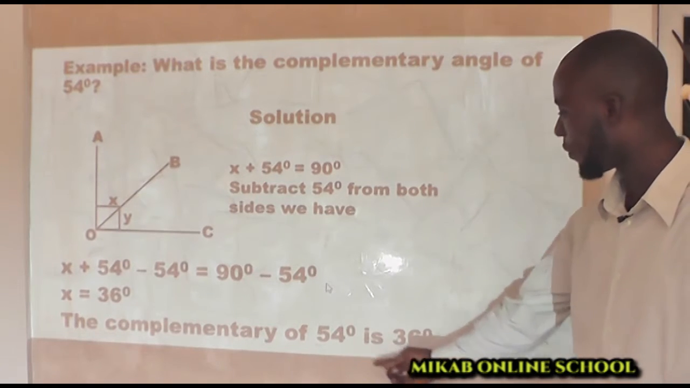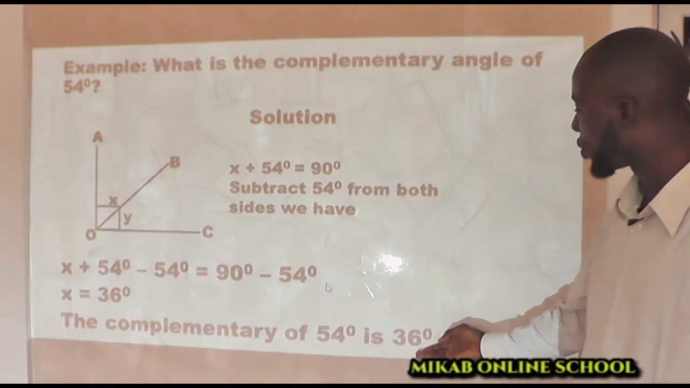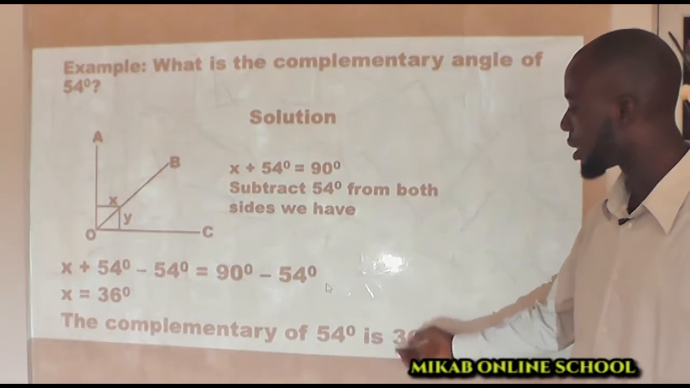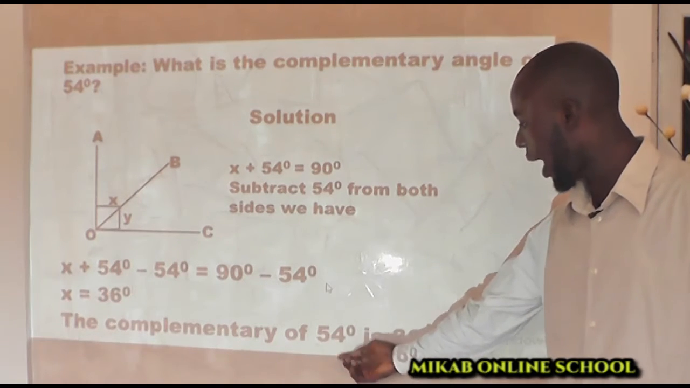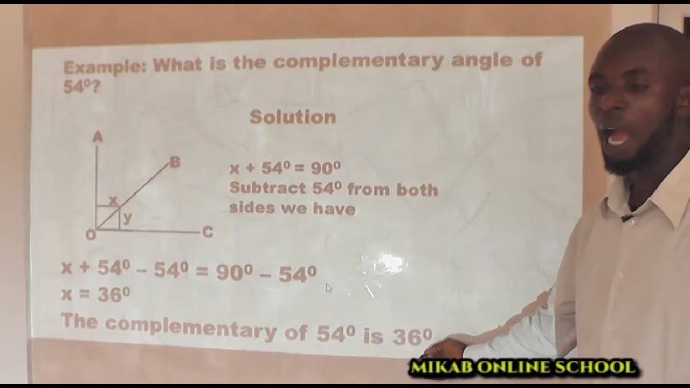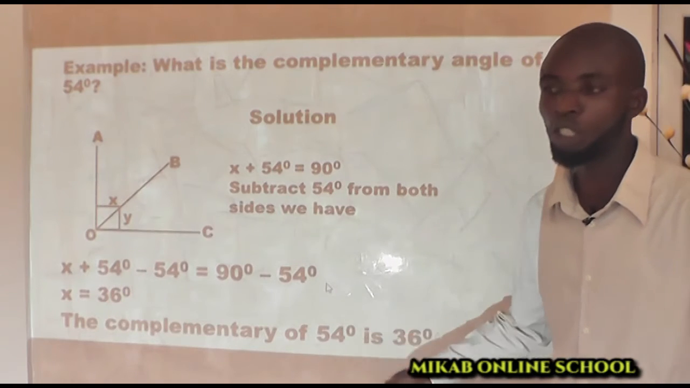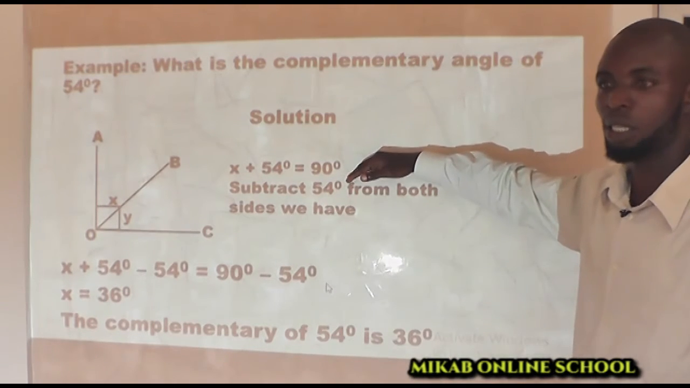That is, the summation of 54 degrees and 36 degrees will give us 90 degrees. That is why we said 54 and 36 are complementary, because their summation will give us 90 degrees.